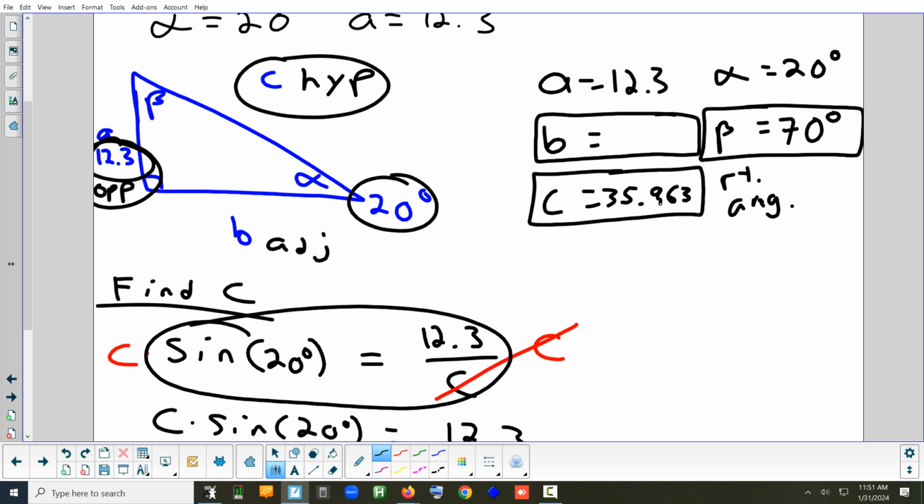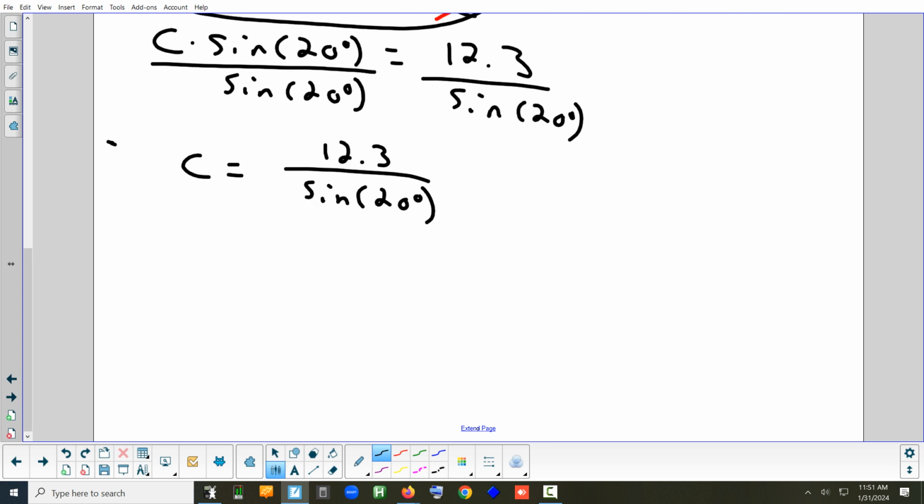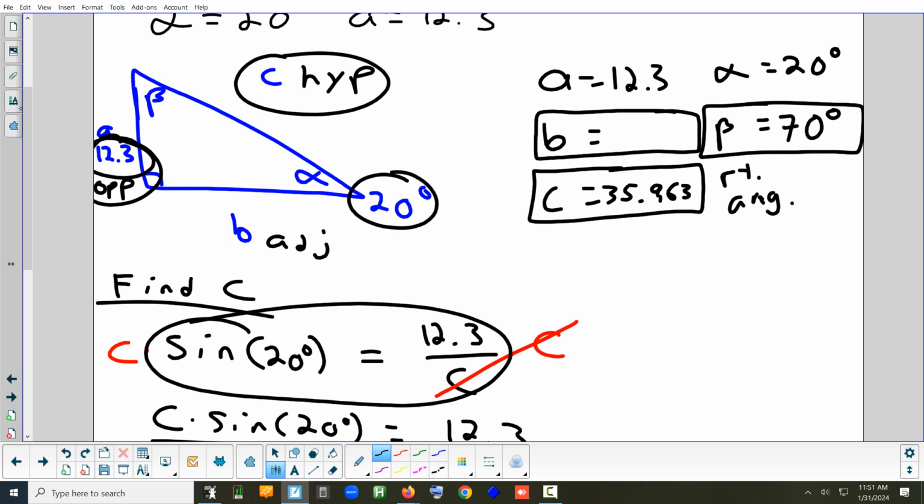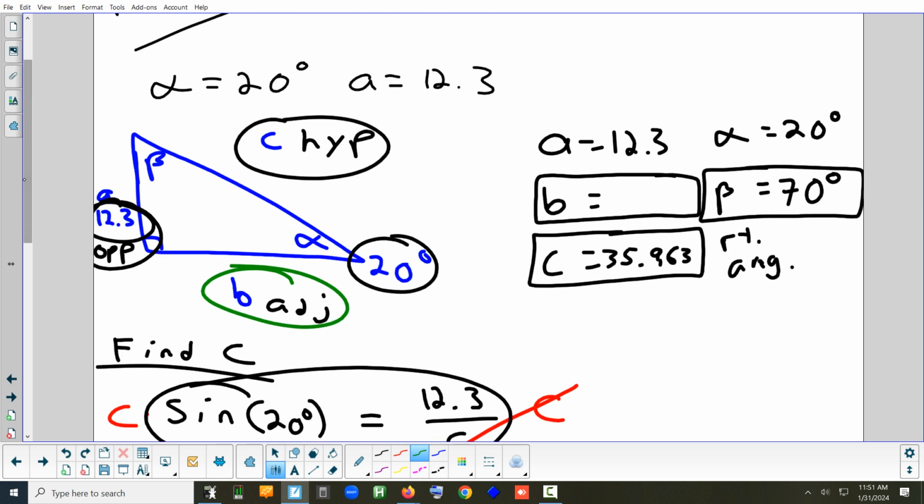All right, and let's finish it up with B. Not the name, but what position is side B? Adjacent. And what's the side that we were given? Opposite. Opposite and adjacent. What trig function has those two things? Tangent. That's tangent. Yep.